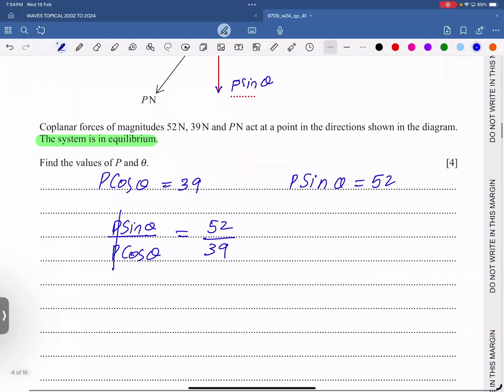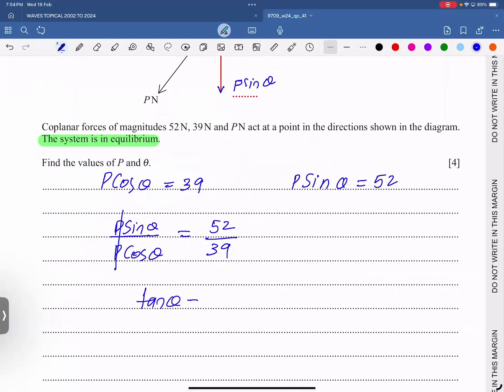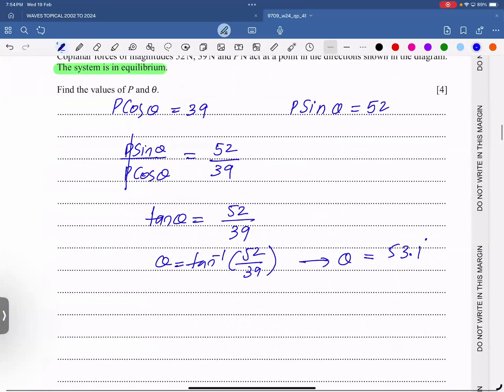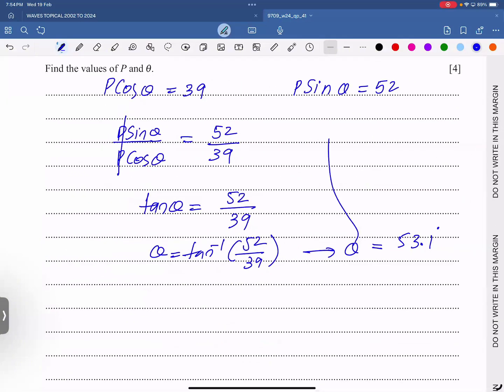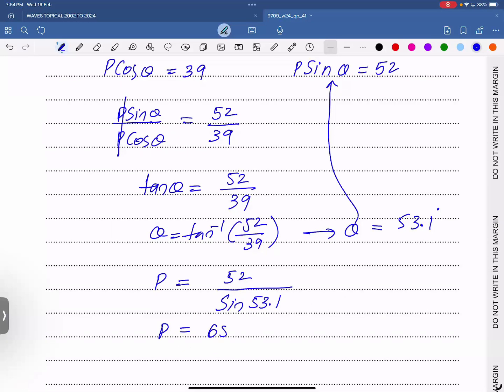Dear students, P cancels with P. Sine over cosine is tan theta is 52 over 39. So theta will be tan inverse 52 over 39. So dear students, theta comes to be 53.1 degrees. Yes? All right. Now, since you know the theta, you can either apply Pythagoras theorem or you can directly put this theta in any of those given equations. So P will be using that equation 52 over sine theta. You calculate the P, which gives you 65 newtons.